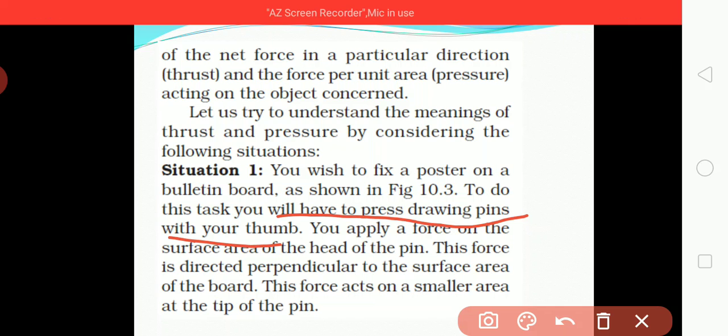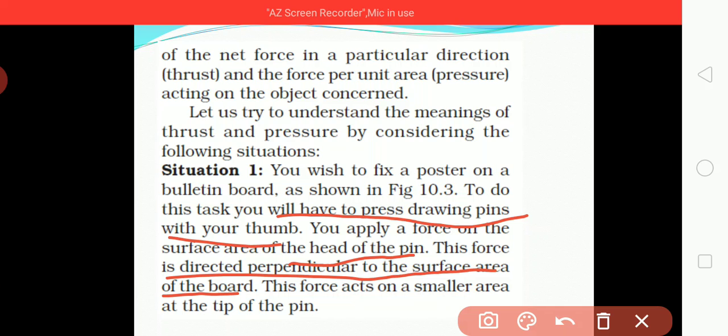You apply a force on the surface area of the head of a pin. We are exerting a pressure, applying a force upon a selected area only, the area of the head of the pin. This force is directed perpendicular to the surface of the board.